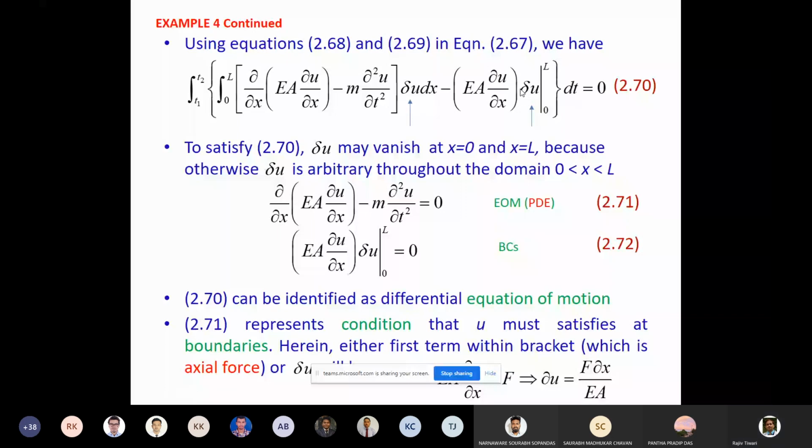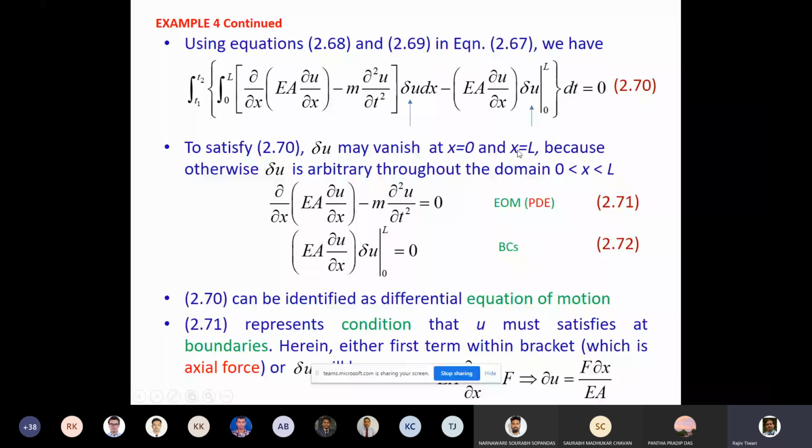Now here, this variation of the generalized coordinate is arbitrary. We can give it any value. So to satisfy this equation, the term within this square bracket should be 0 independently. Also, this whole term should be equal to 0 independently.